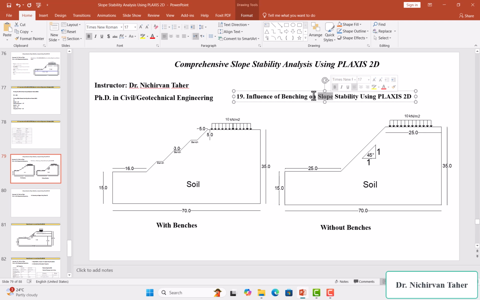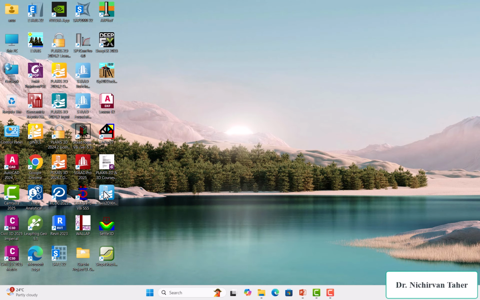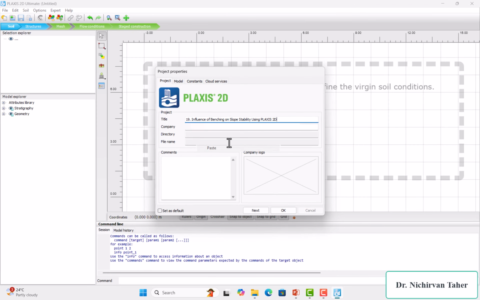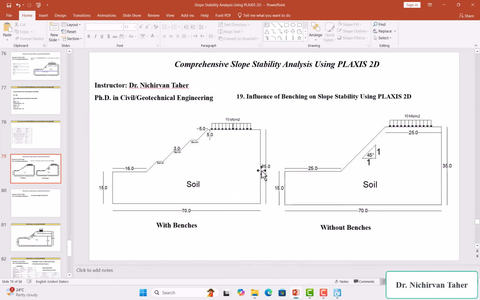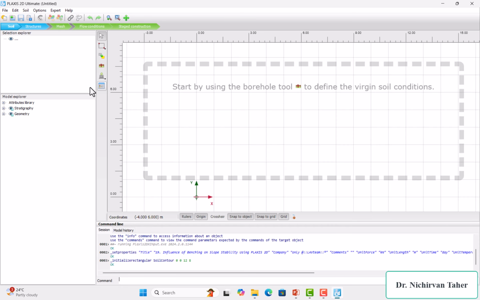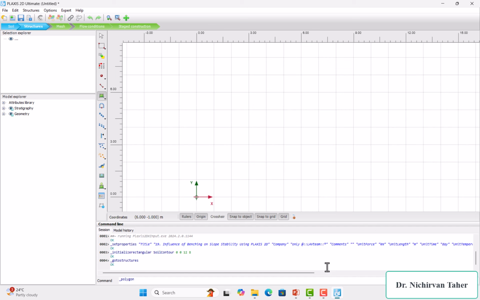So I will copy the title of this lesson, and we will start the PLAXIS 2D software, and we start a new project, and I paste the title in here, and we click OK. And as you can see, this is our geometry. So we will draw using a soil polygon in here. That's why I proceed to structure, and we click on create a soil polygon.